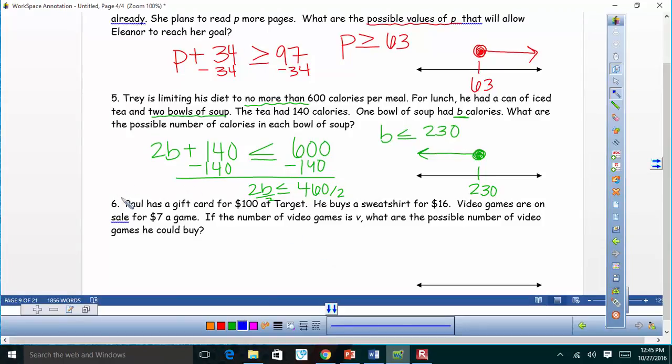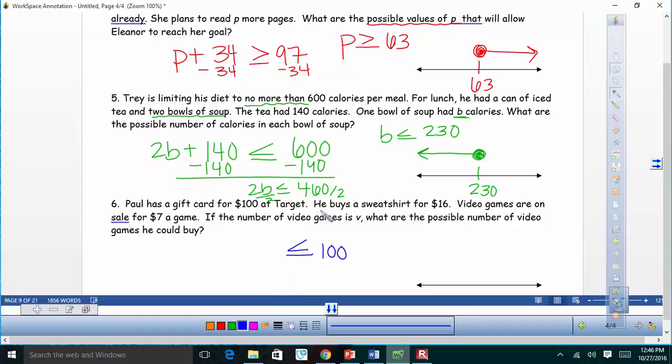Last one. It says Paul has a gift card for $100 at Target. Okay? So does he want to spend more than 100? No, because he just wants to use his gift card. So how much, would that be less than or equal to or greater than or equal to? Which one? Less than or equal to 100.